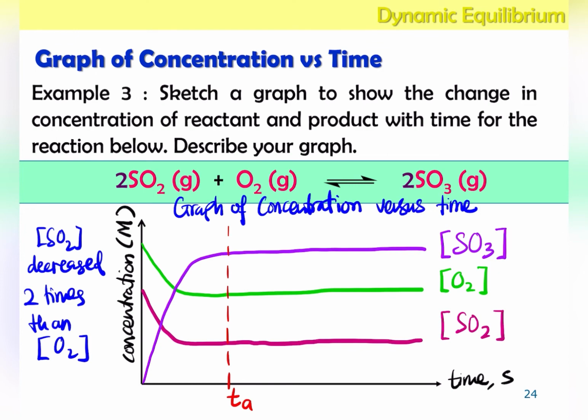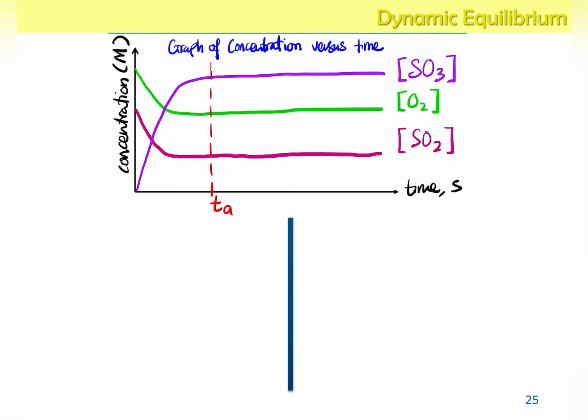And when you do the sketching, you don't need the values. Now settle for the first part where you've done drawing the graph of concentration versus time. And then continuing with the second part where you are going to describe the graph that you sketched. So from here, I'm going to divide into two areas. This is going to be area 1 and this is going to be area 2.